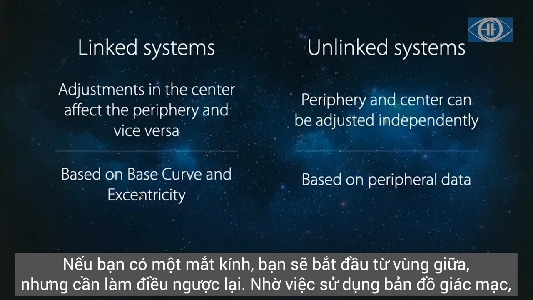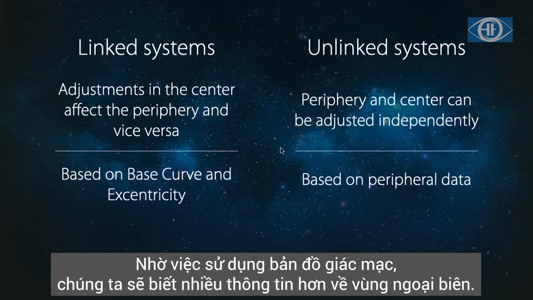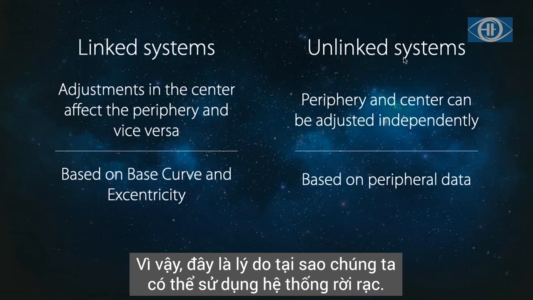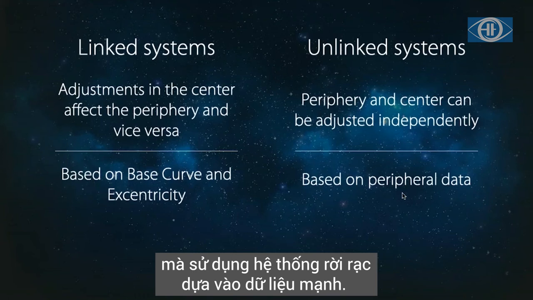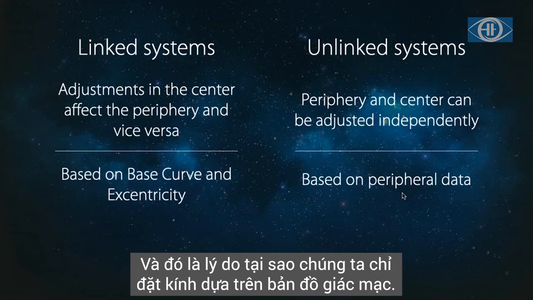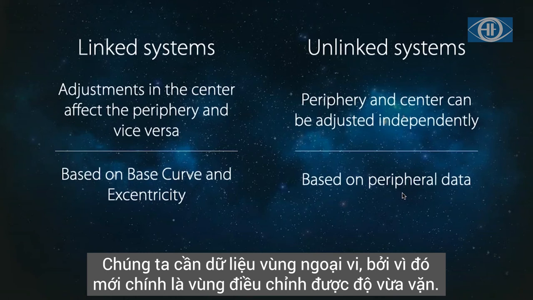And because we are using topographers, we know much more information about the periphery. So this is why we can use unlinked systems. And if I can say a brand name, and I'm not really sure if I'm allowed to, but the C9, for instance, is an unlinked system based on peripheral data. And that's why you can only fit it by topographer. We need the peripheral data because that's where we make the fit. And then we work our way back to the center.